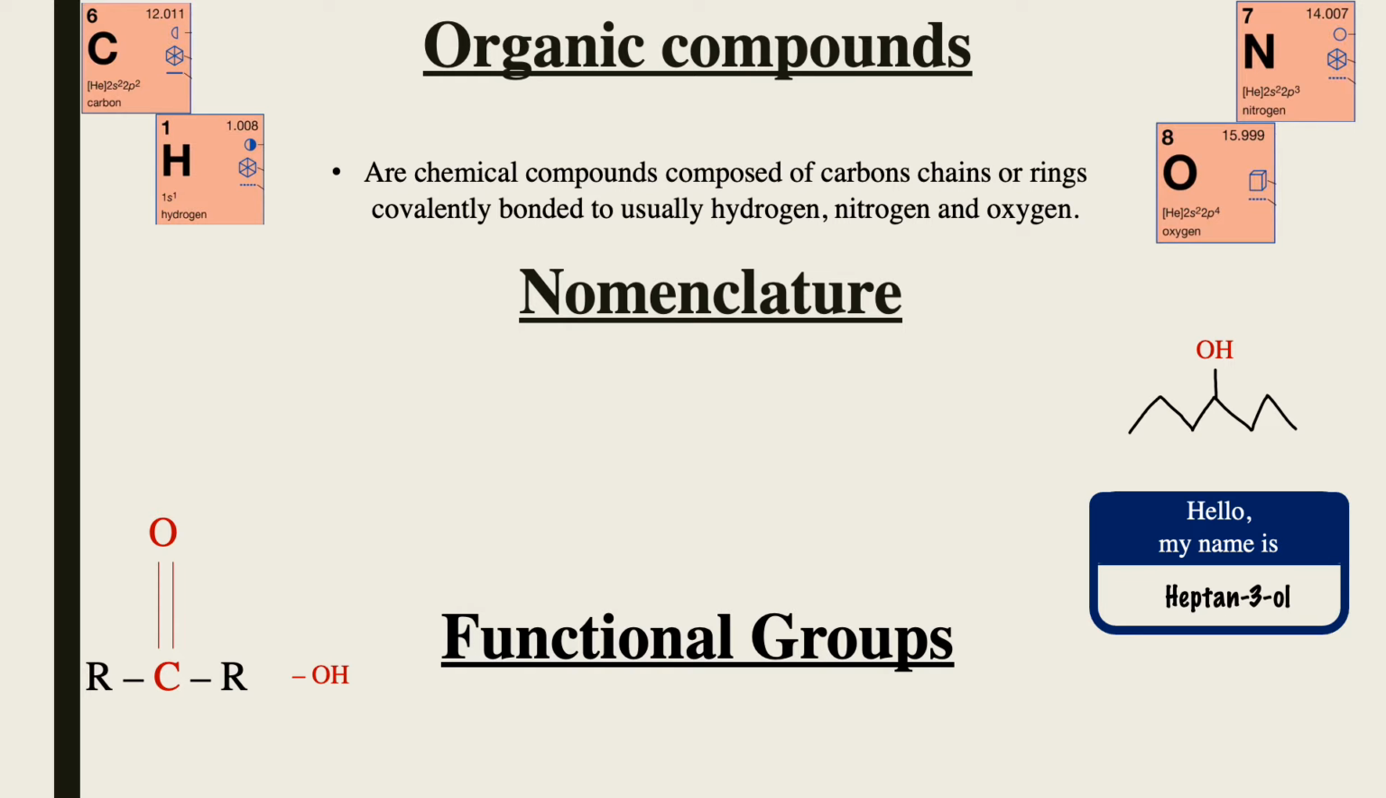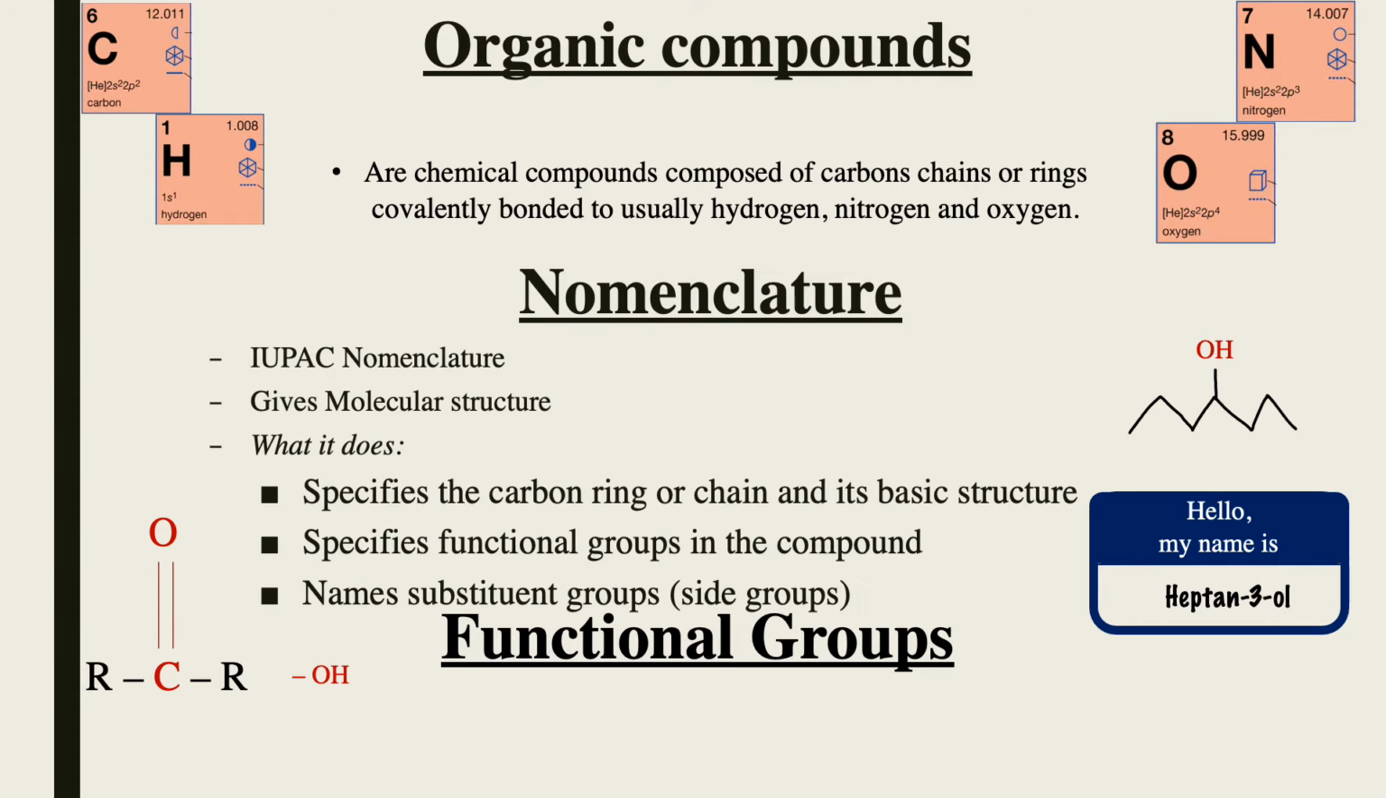They are chemical compounds composed of carbon rings or chains that are covalently bonded to usually hydrogen, nitrogen, and oxygen. As you can imagine, there are so many possibilities of compounds, so a naming system is necessary to distinguish all the different kinds of compounds. And the main system that we use is what we call the IUPAC nomenclature system.